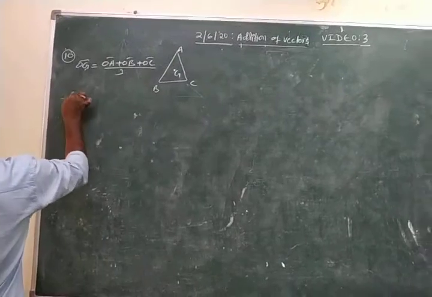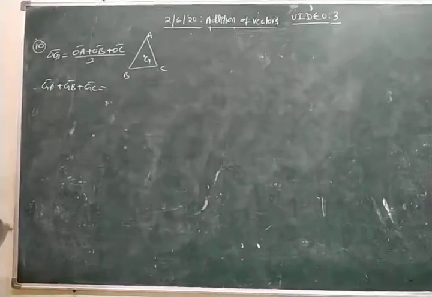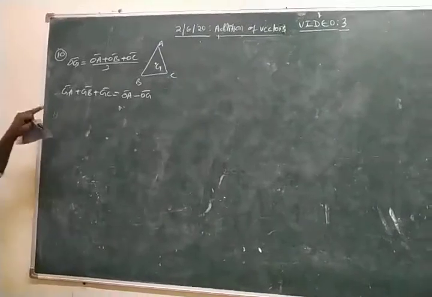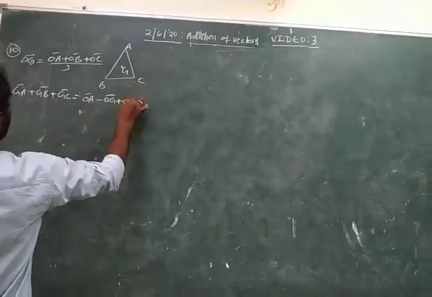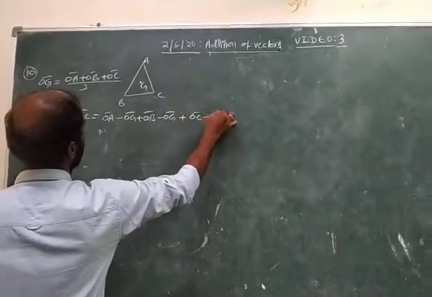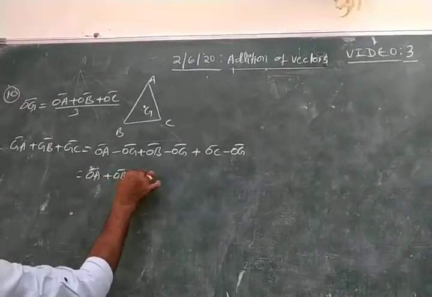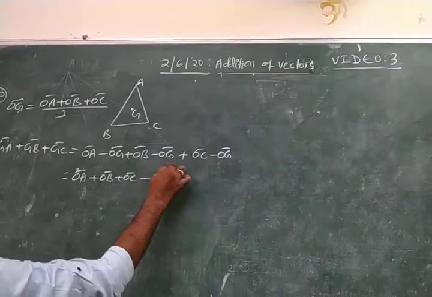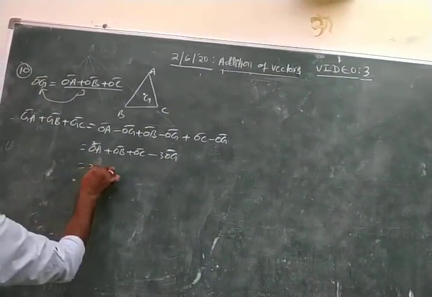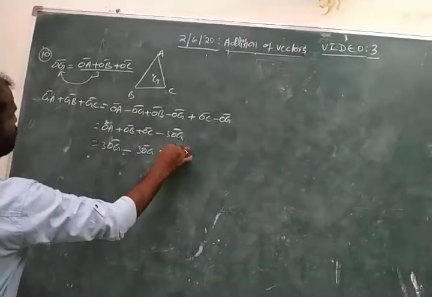But what is asked is GA bar plus GB bar plus GC bar. Now GA bar is OA bar minus OG bar, taking O as the origin. GB bar is OB bar minus OG bar. GC bar is OC bar minus OG bar. Then OA bar plus OB bar plus OC bar minus 3 into OG bar. Now OA bar plus OB bar plus OC bar, taking 3 to this side, becomes 3 into OG bar. So 3 OG bar minus 3 OG bar is equal to 0 bar.